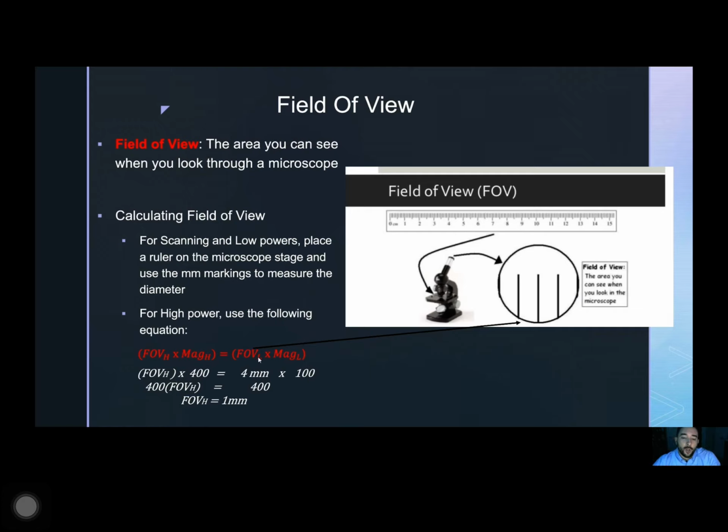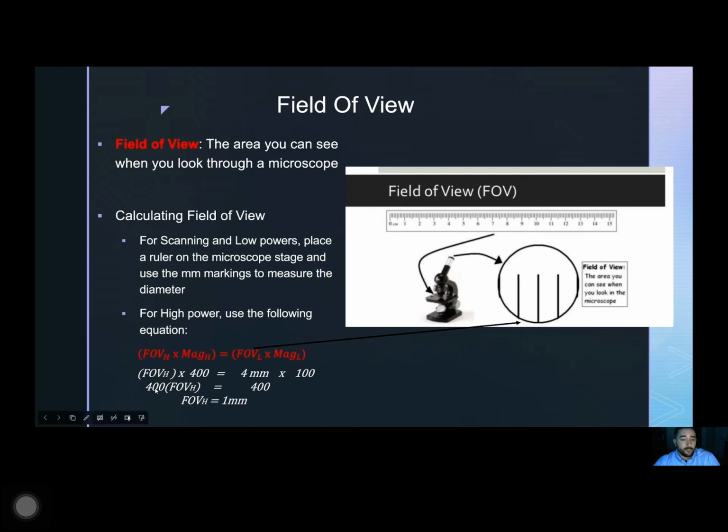Now, the field of view for low power, again, you can just follow this arrow. I just used this example right here because we don't know what objective we were actually looking at. So we'll say that the field of view on low power that you would have measured would be 4 millimeters. So we put 4 millimeters for that. And the magnification on low power is always 100. Remember, 10 times 10 is 100.